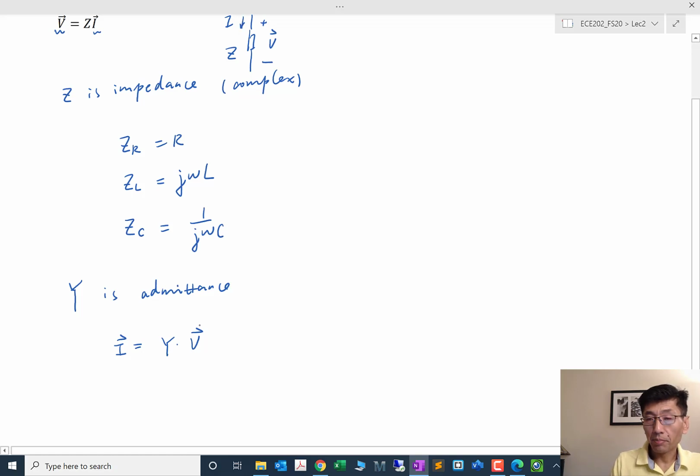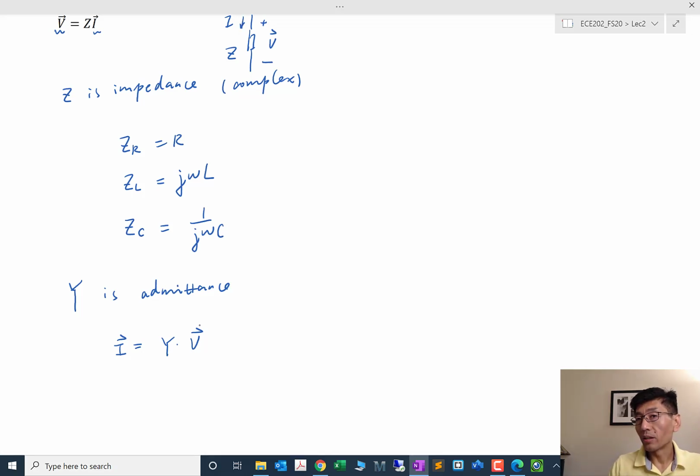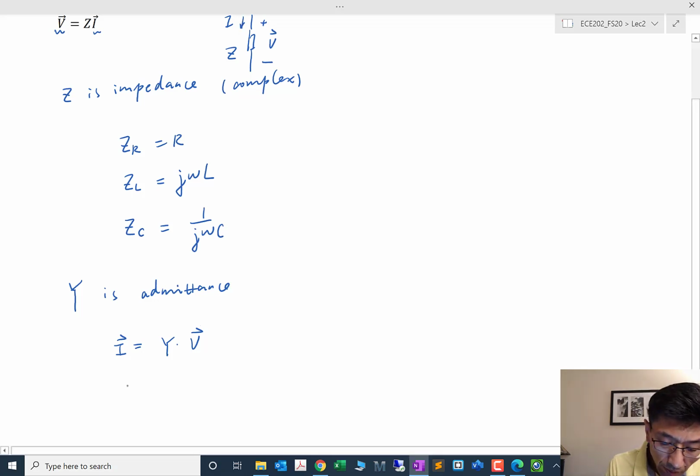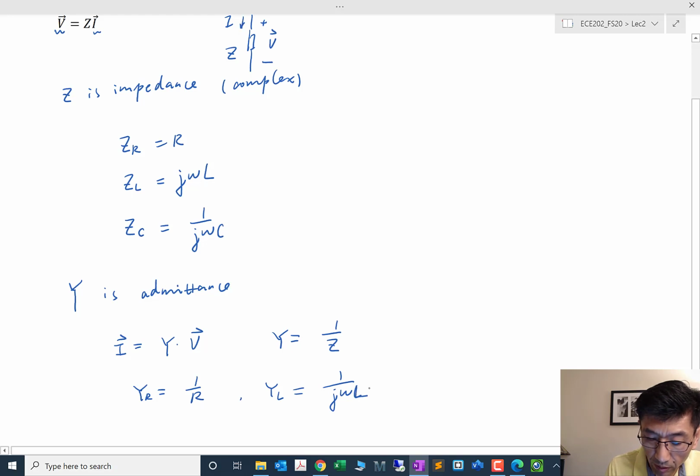So you can think about the conductance. If it's more conductive, you get a higher current with the same voltage. Therefore, the current is actually proportional to the admittance. And in this case, Y is the inverse of impedance. So Y sub R is 1 over R, and Y sub L is equal to 1 over j omega L, and Y sub C, the capacitance admittance, is j omega C. You invert that Z sub C, right?